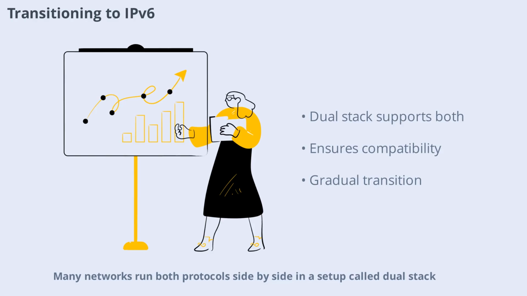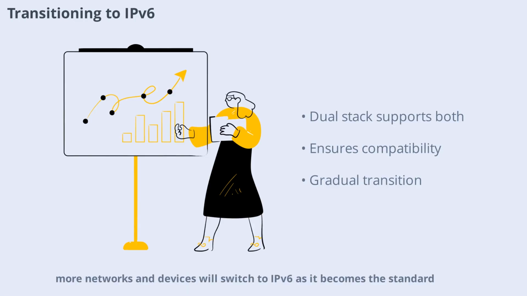Many networks run both protocols side by side in a setup called dual stack. This allows devices to communicate using either IPv4 or IPv6, ensuring compatibility during the transition. Over time, more networks and devices will switch to IPv6 as it becomes the standard.